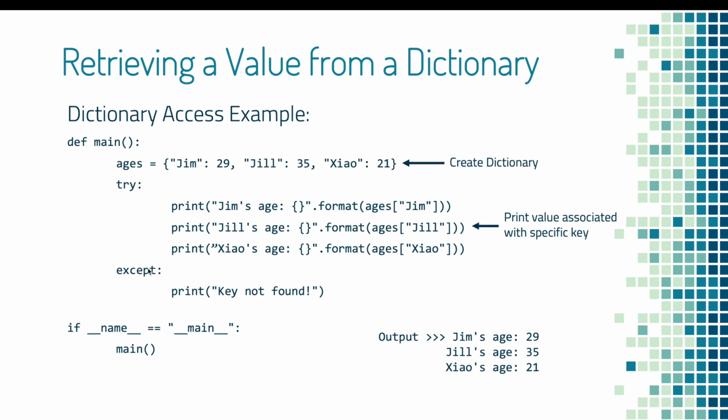Now, we put this in a try except because if any one of these is incorrect, so if Jim is not in there, it'll stop and say key not found. It's important to note that if Jim is not found, it also will not print Jill and Zhao, because remember, try excepts go until there is an error. It does not do anything after the error. Instead, it stops where it's at and goes down to the except statement. So in this case, since all three of them are there, it'll print out Jim's age 29, Jill's age 35, and Zhao's age 21.